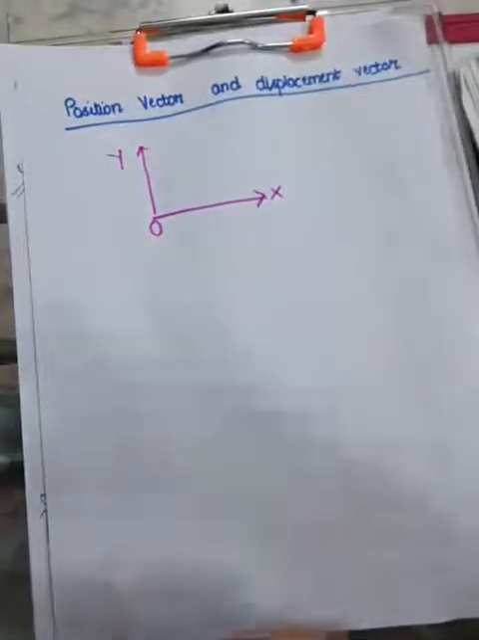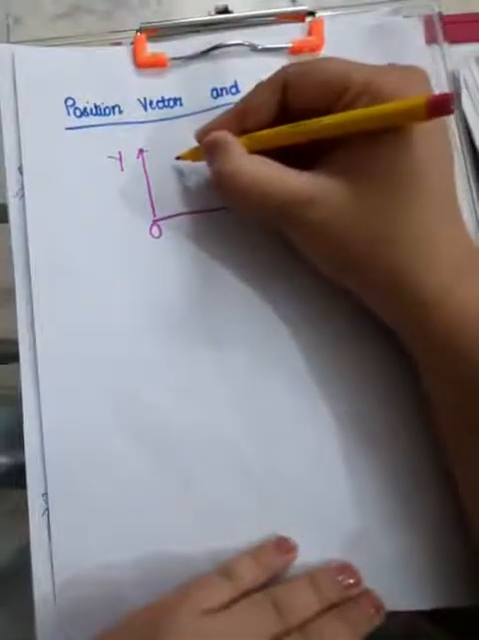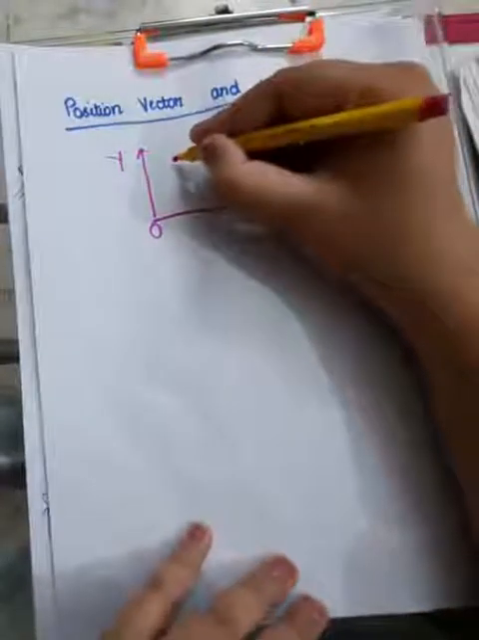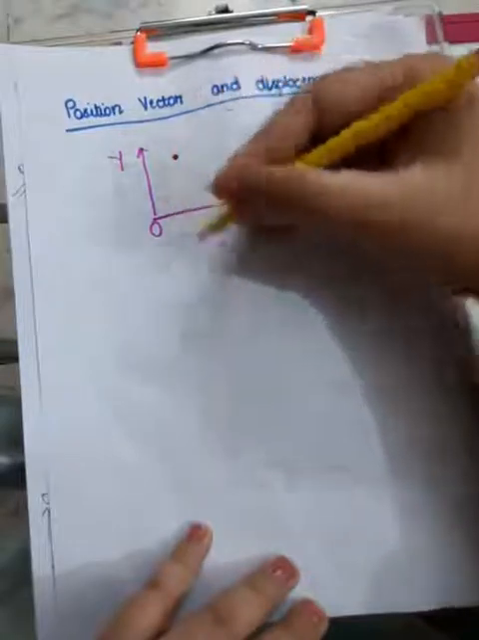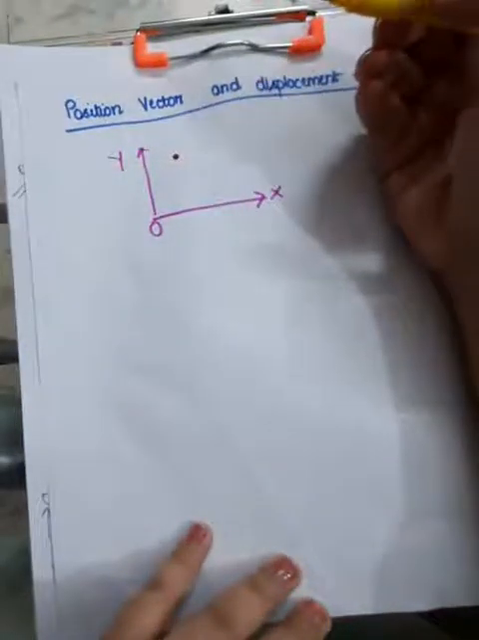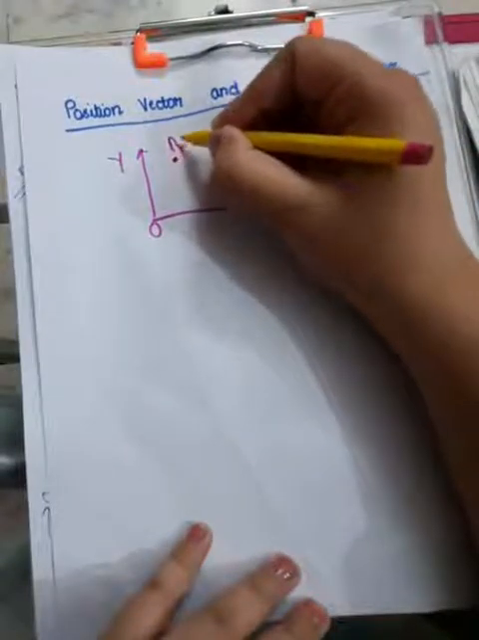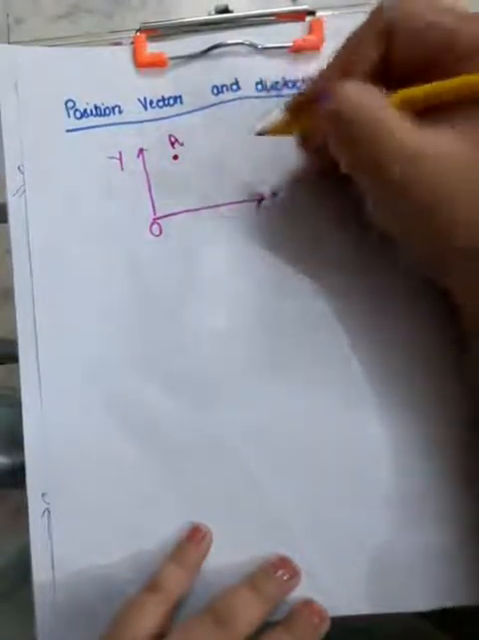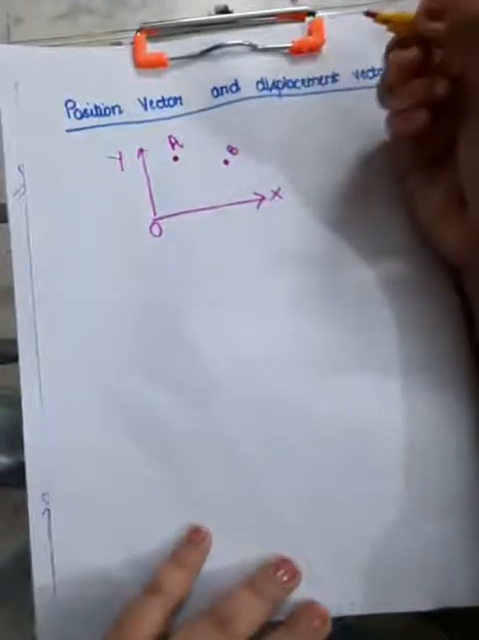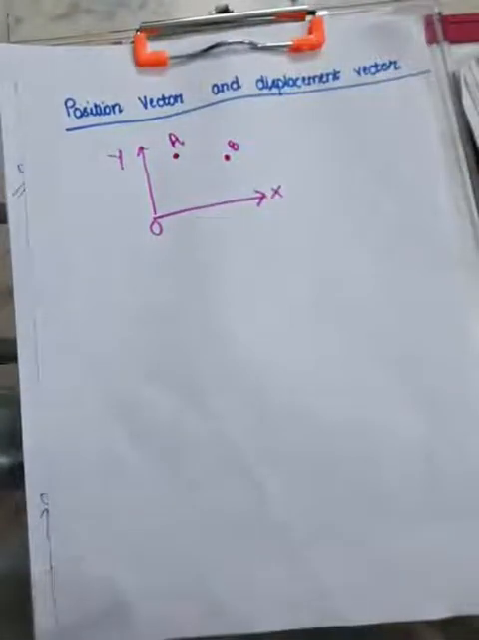Just suppose that the insect is here. Insect or anything, the object which is in motion between these two dimensions, suppose the object is here. So its initial position is A. When it is moving, suppose it has gone to position B. Fine. Now you'll be surprised to know what is position vector.